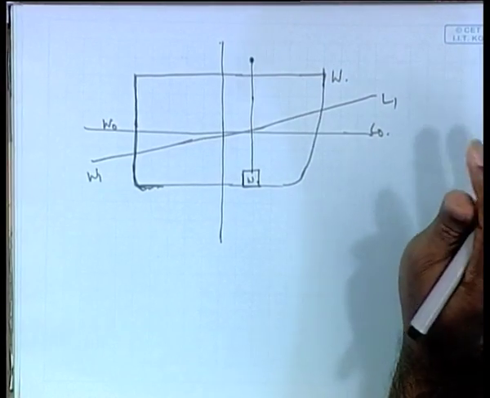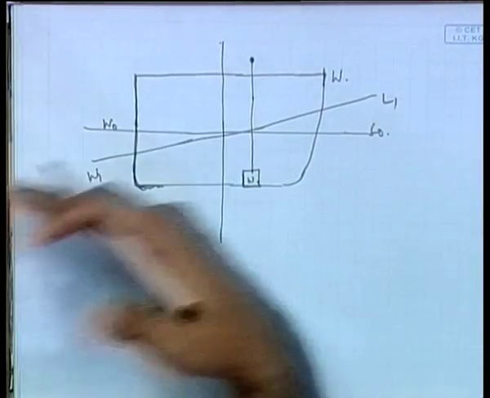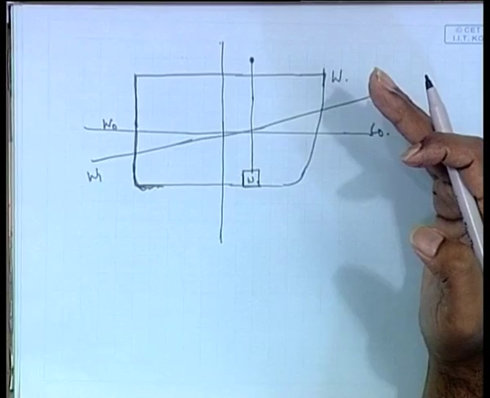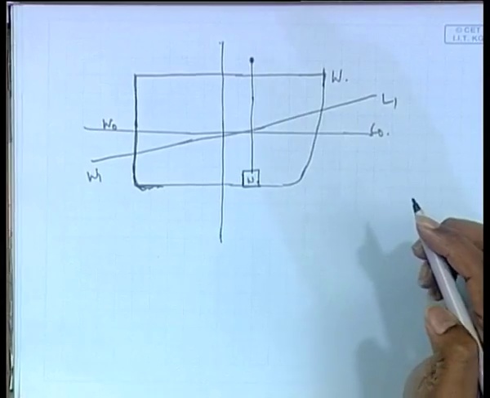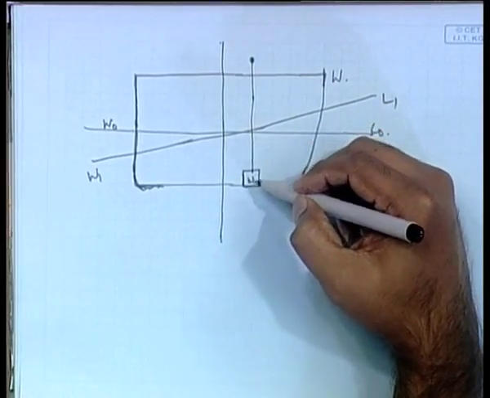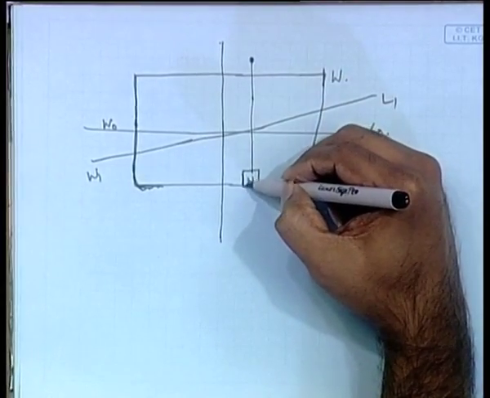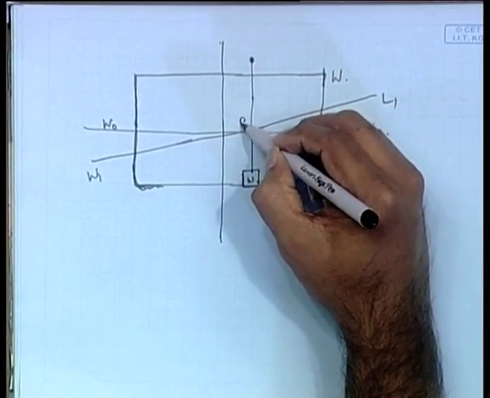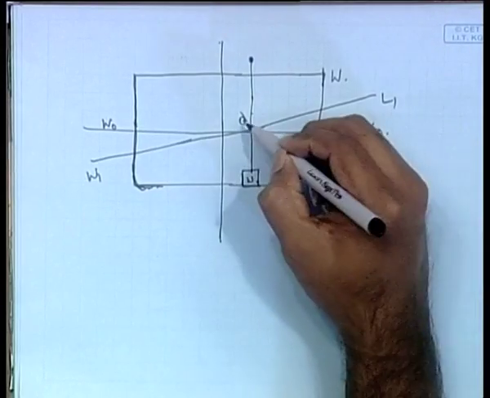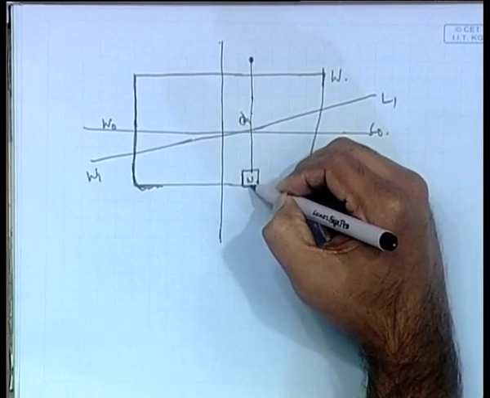Now this is a very important experiment, because we will probably do that in the next class, something known as an inclining experiment. It is used to find the KG of the ship. So the beginning is like this. In this problem we have this weight and we are suspending the weight somewhere here, it does not matter, and let us say that it is at a height d1 from the base, the keel of the ship.